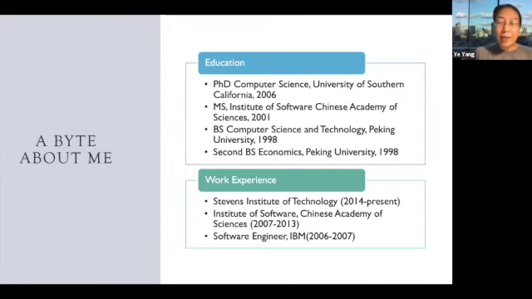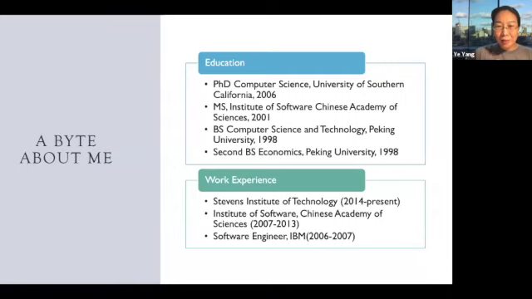Okay, as Cindy just introduced, I got my PhD in 2006 from USC in computer science. Before that, I graduated from Peking University with a BS majoring in computer science and economics in 1998. That was quite a long time ago.